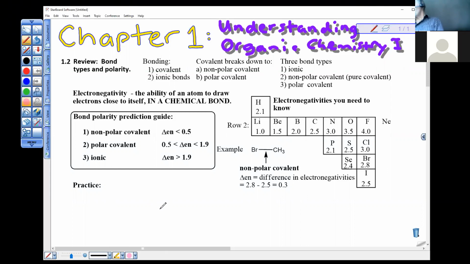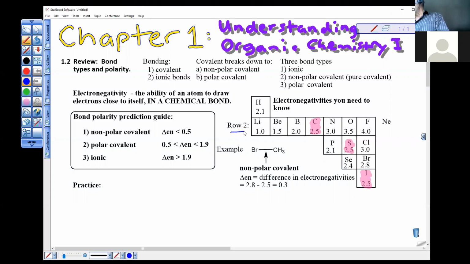Carbon, 2.5. Sulfur, 2.5. Iodine, 2.5. Now, I don't know about your generation, but maybe 10 years ago, there was no less than 3 shows on television called CSI, Crime Scene Investigation. And that is a little memory trick that should help you remember those 3. CSI.